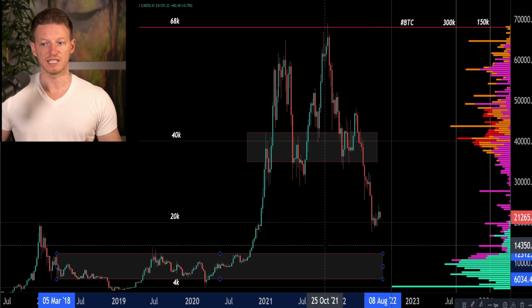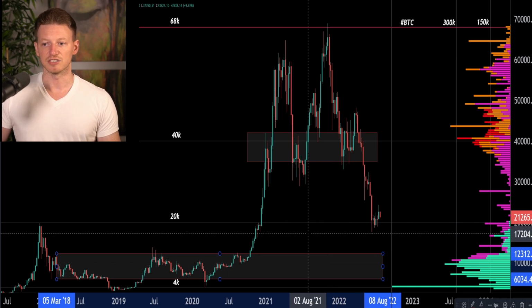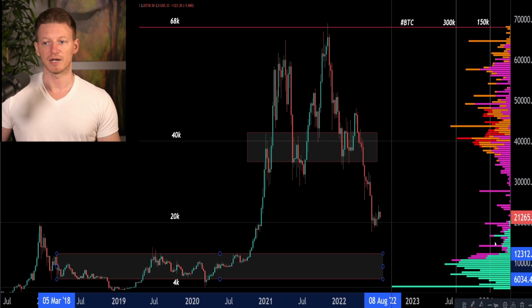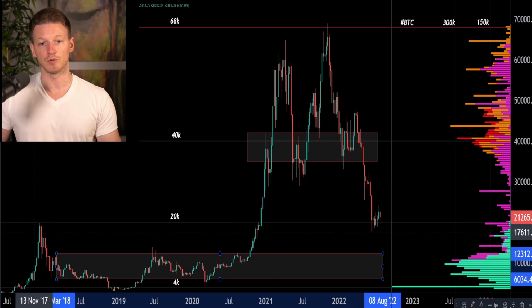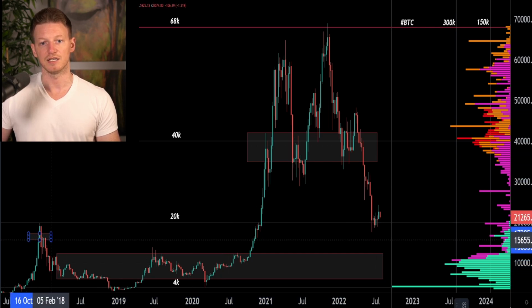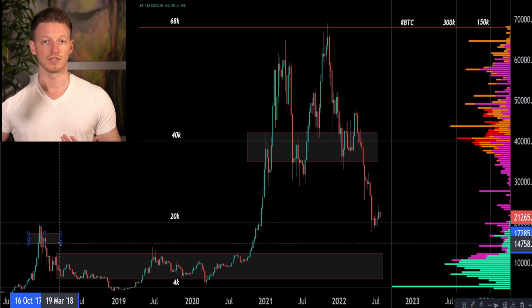There's some coins sitting at around 14,000. There's some coins sitting here at around 17,000 that are comprised mostly of long-term holders. So realistically, these are going to be people that did buy the top. They bought the top of the last bull market and they held, right?